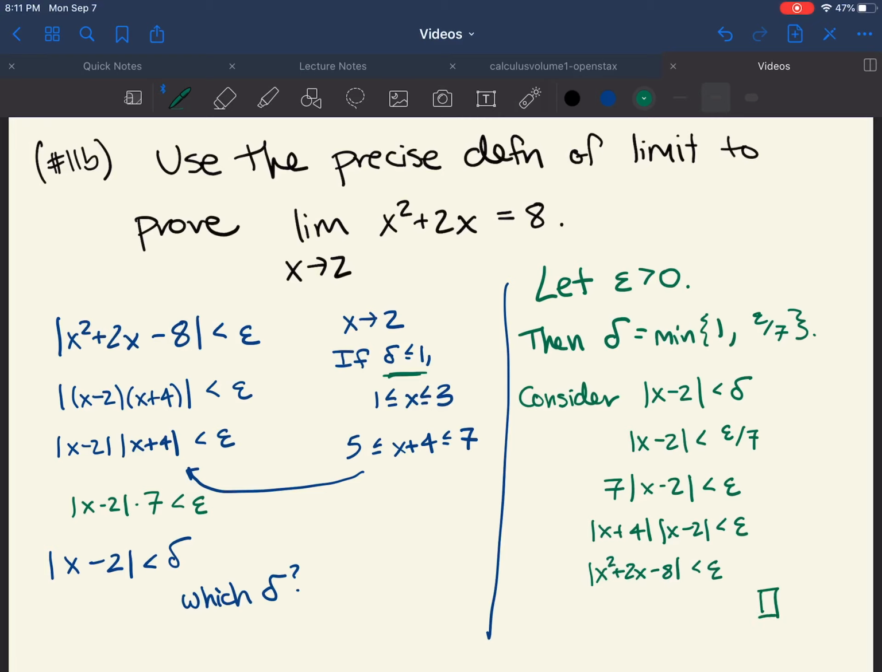Now, where did we use the fact that delta had to be at most 1? Well, we used it in the fact that then x plus 4 is smaller than 7. So we used it in this step here. So you don't see it explicitly, but you wouldn't be able to make that leap if we didn't know that delta was smaller than 1. Because if delta was very large, like 100, then x plus 4 could also be very large, could be much larger than 7. Okay.